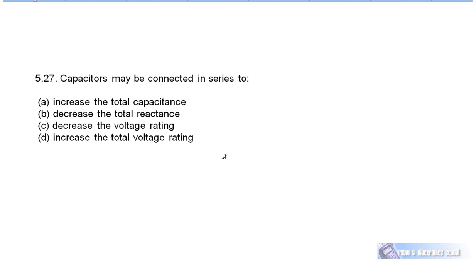Question 527. Capacitors may be connected in series too, similar to the last one. Well, a series connection would certainly not increase the total capacitance, would not decrease the total reactance, decrease the voltage rating, increase the total voltage rating. If we have two 10 microfarad 10 volt capacitors in series, we would end up with 5 microfarad and 20 volts. So connecting them in series reduces the capacitance, but it increases the voltage rating. And sometimes we need to increase the voltage rating because we're connecting capacitors to a very high voltage power supply.